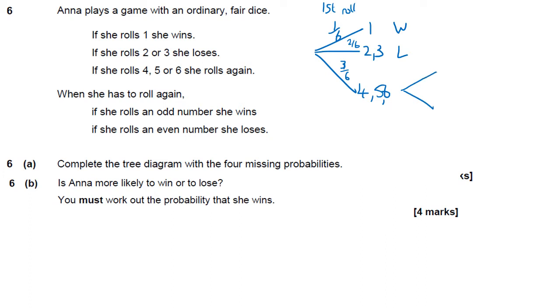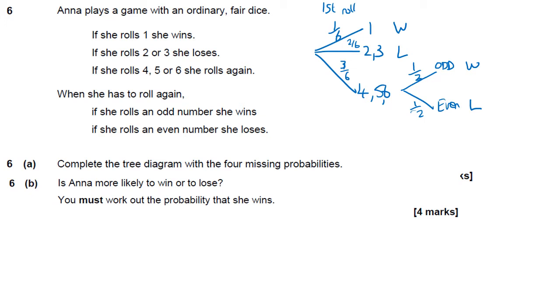And if she does roll again, then if it's odd, she wins, and if it's even, she loses, and the chances of those are 50-50. Okay, 1 out of 2, or 3 out of 6. So that's the tree diagram done. The part B there is Anna more likely to win or to lose?